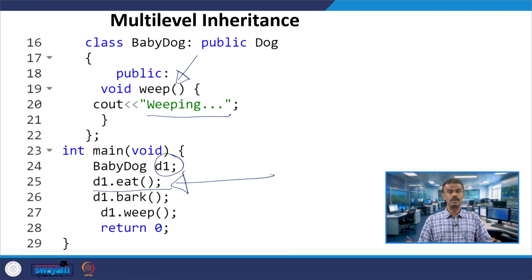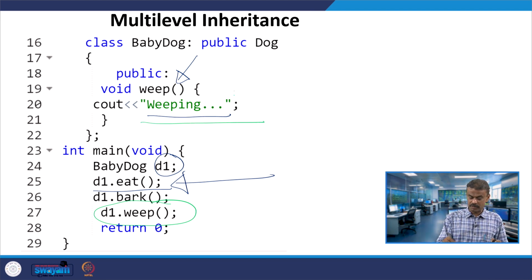And then the third one is D1 dot weep. So weep is being invoked, D1 is invoking weep. When it is invoking weep, "weeping", the third output, will be printed. So you can see three outputs.